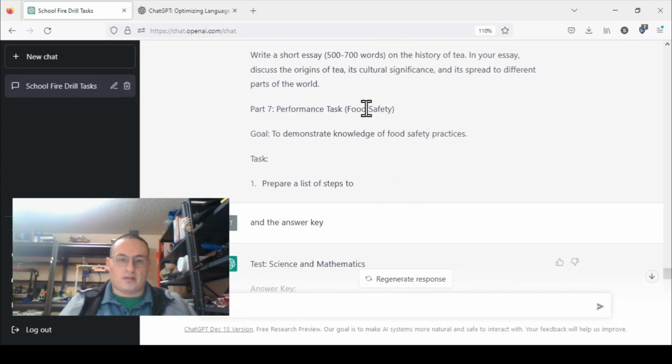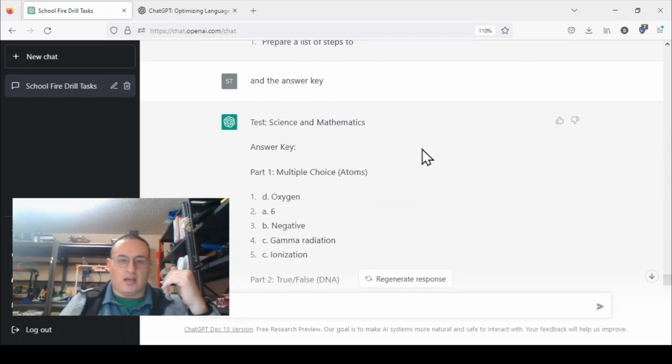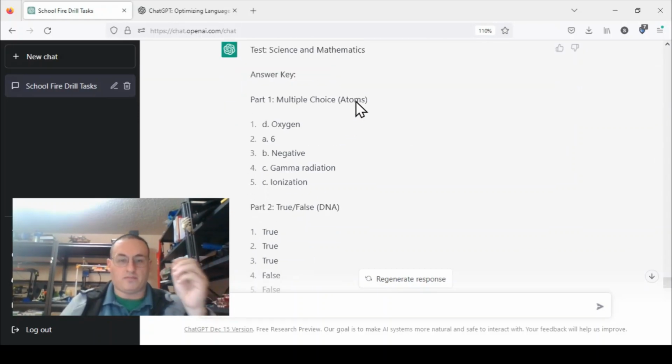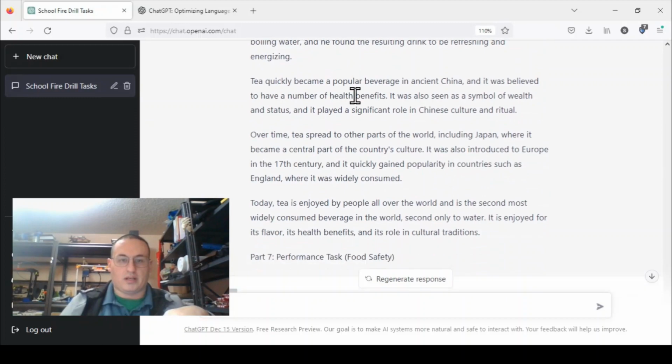Essay is in place. That looks good. Now, for the food safety, same thing. I was probably too ambiguous and too broad in talking about food safety. So if I wanted to tighten this up, I'd say food safety of meat, of beef handling or something. And I also had to type in and request the answer key to get all this.